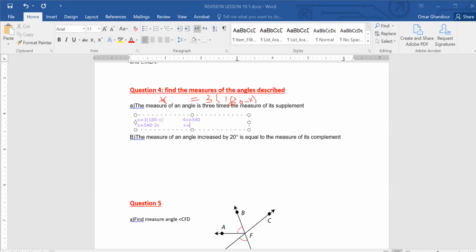540 divided by 4 is? 135. Layla, thank you very much. Yes, it's going to be 135 degrees, so we found x. Can you try to do the same thing in question B? I'm waiting for question B.